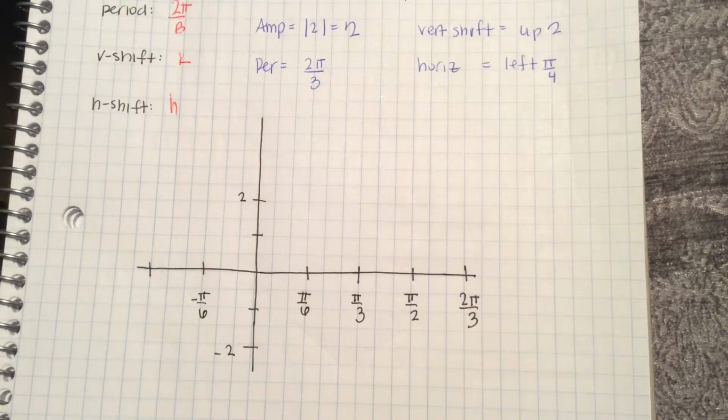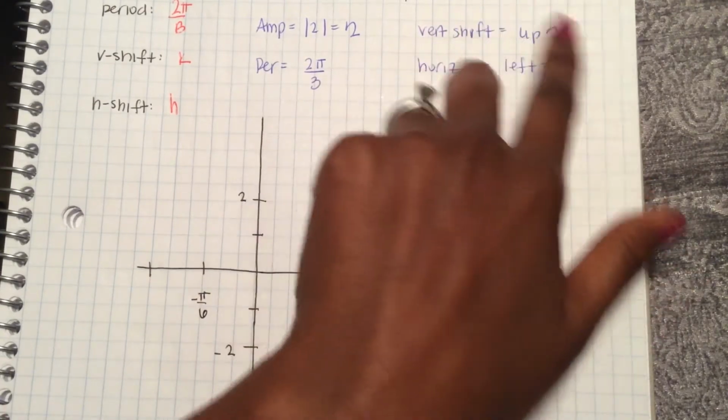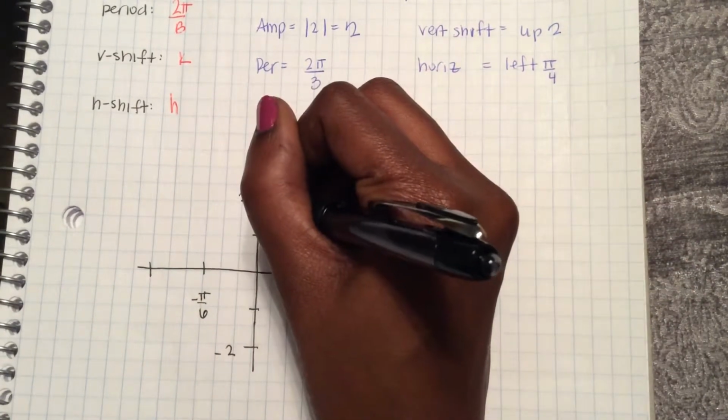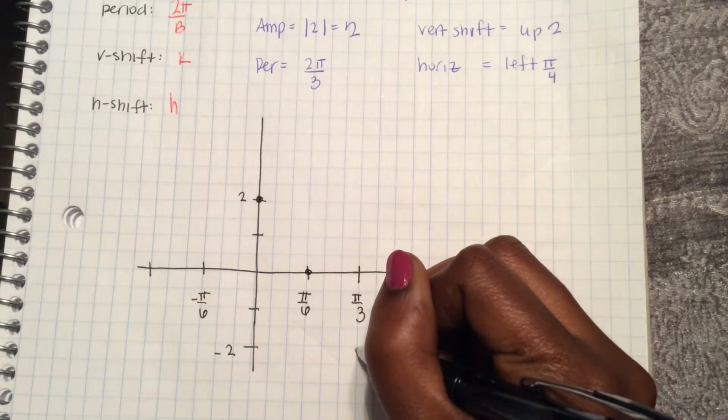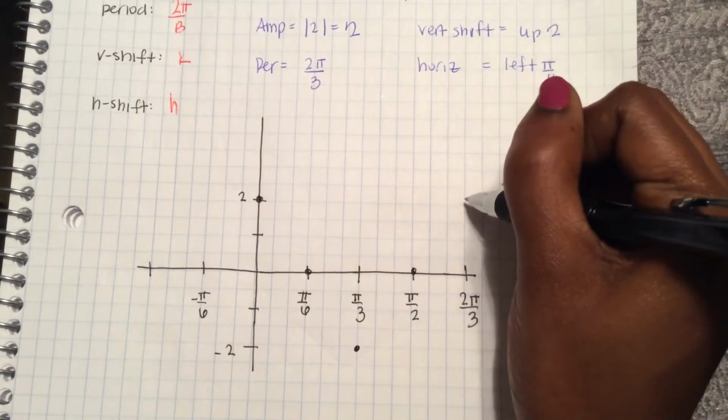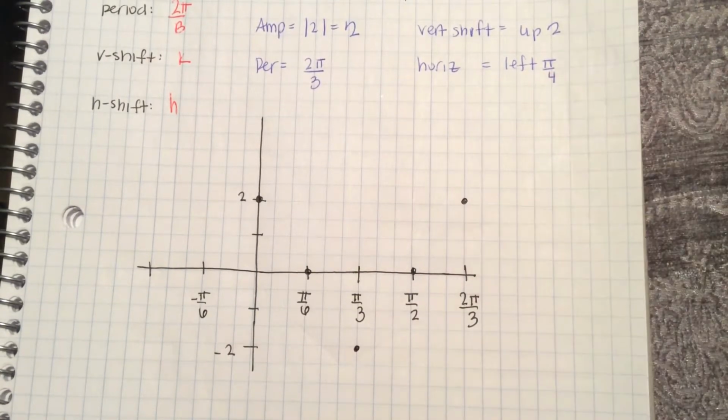So my original cosine that's not shifted up or left, it starts at 2, comes down here, comes down to negative 2, comes back, and then comes up. So these are my original 5 points from my cosine graph. But I need to shift all of those points left pi over 4 and up 2.